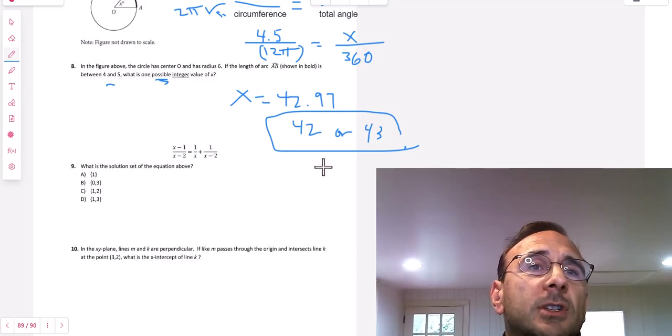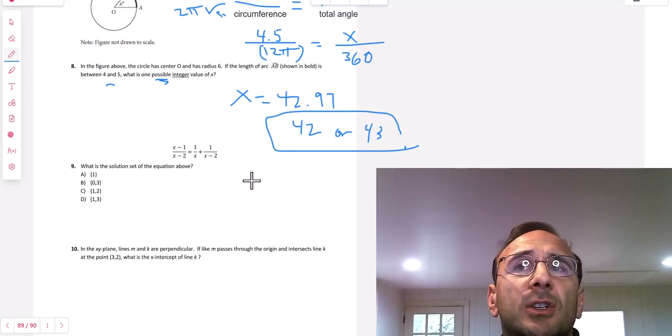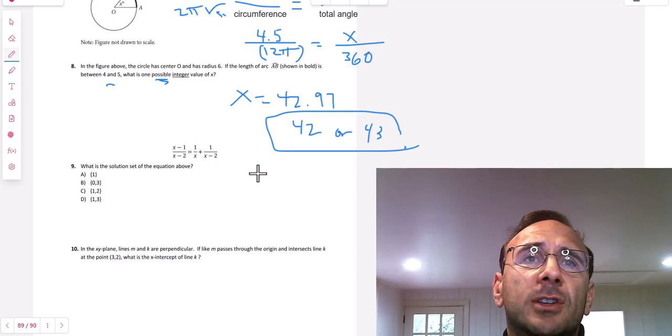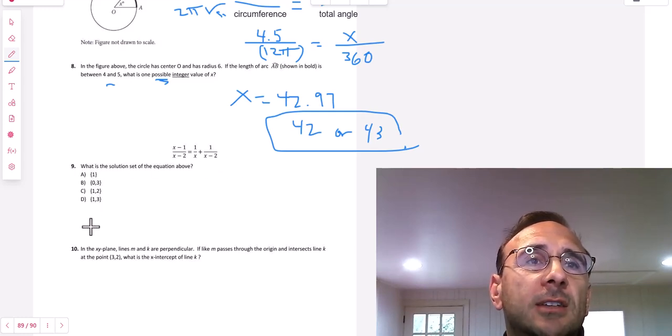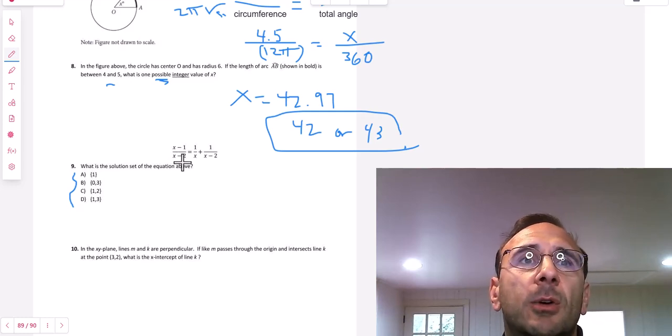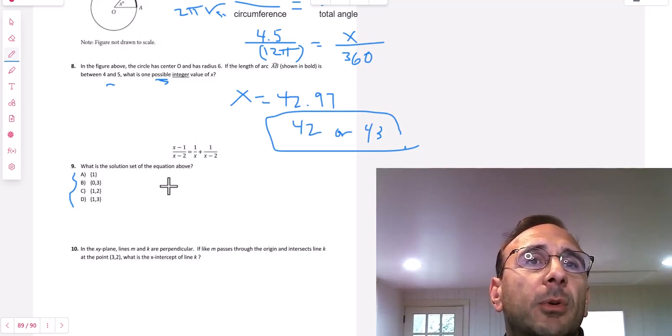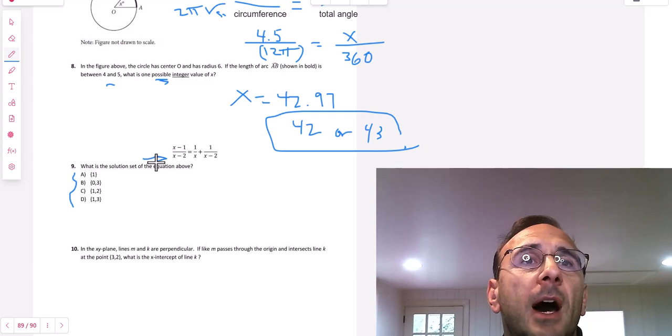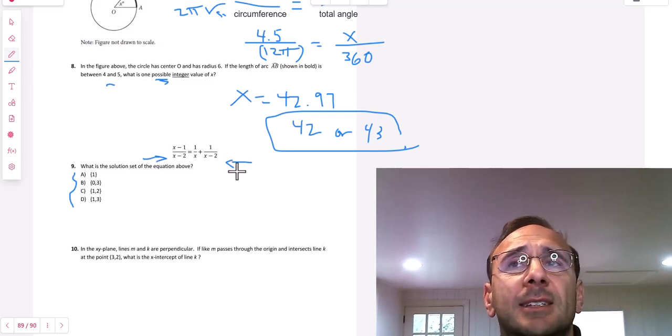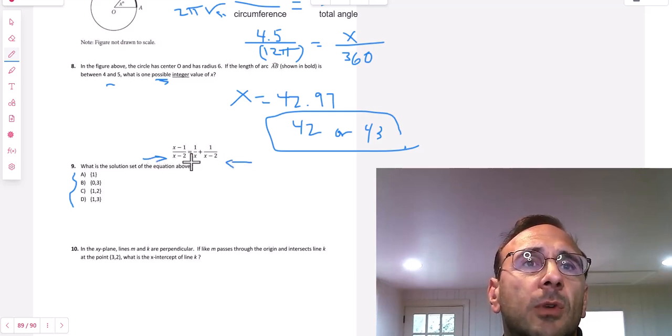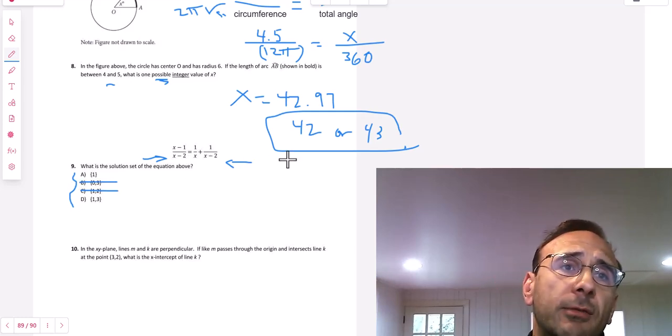Number 9, what's the solution set to the equation? This equation looks like a mess, all kinds of fractions. Always keep an eye on the answers. If they're limited and overlapping, you probably just want to plug them into the equation. So for example, knowing what we know about the bottoms of fractions, what can x never equal? Well, it can't be 2 because that would make that fraction a 0 on the bottom. It can't be 0 because that would make the other fraction 0 on the bottom. So we're left with A and D.